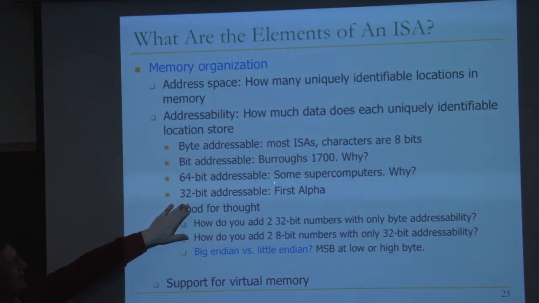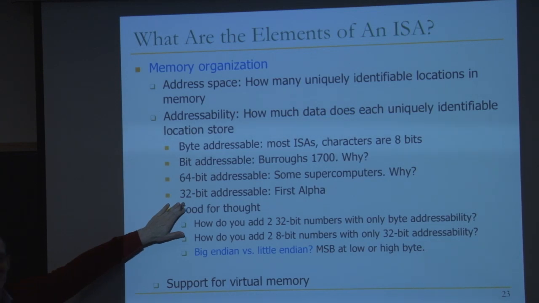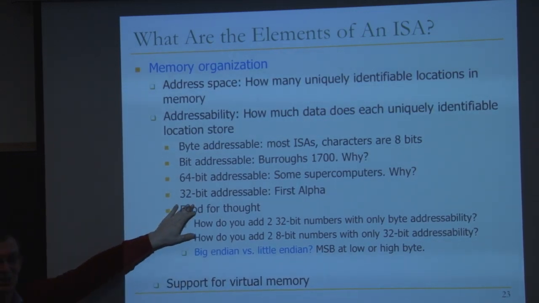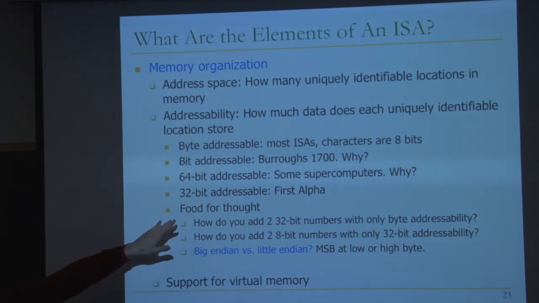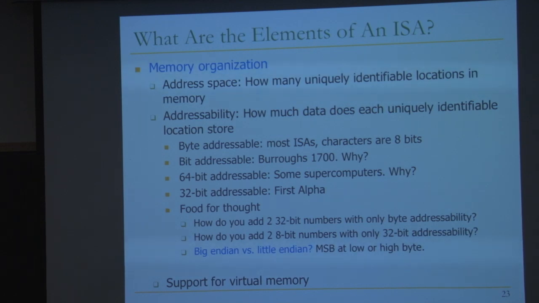First Alpha, this is actually potentially a mistake that the Alpha made initially, but they corrected it quickly. First Alpha was 32-bit addressable. So you could basically get what is usually called a word. Actually, I think in Alpha it was a double word, but I'm not sure.